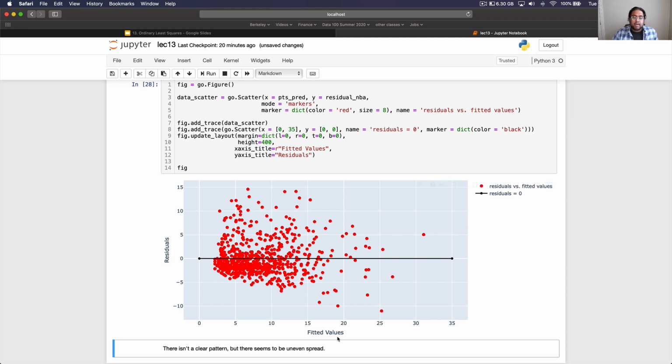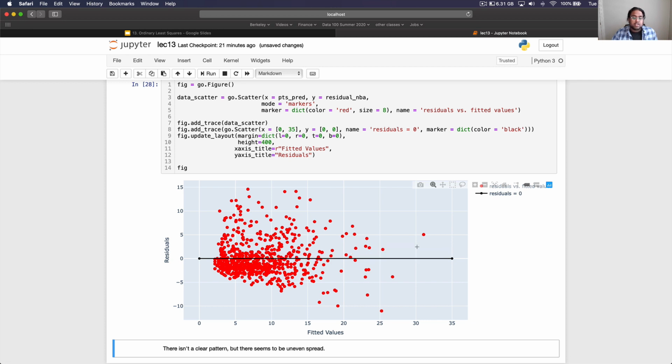Instead, I put my predicted y value on the x-axis, and the residual remained on the y-axis. Once again, this black horizontal line represents the line where the residuals are equal to 0. You can see here that once again, there's no clear pattern in the residual plot, but it seems like the vertical spread varies a lot with our position on the x-axis.